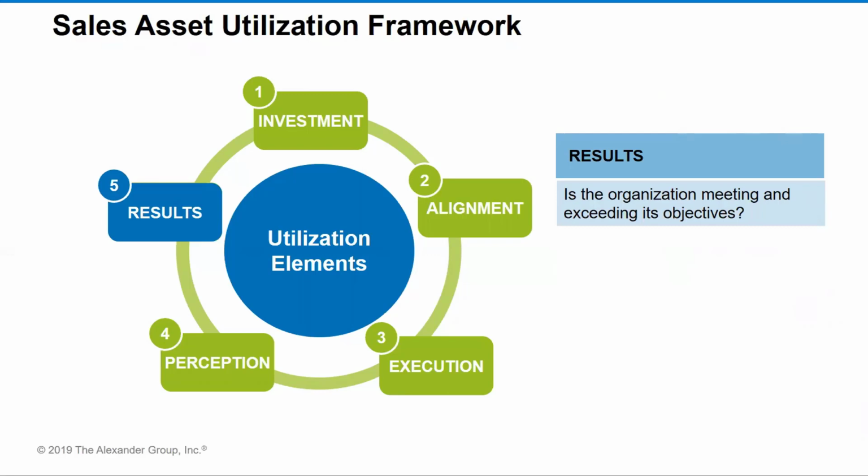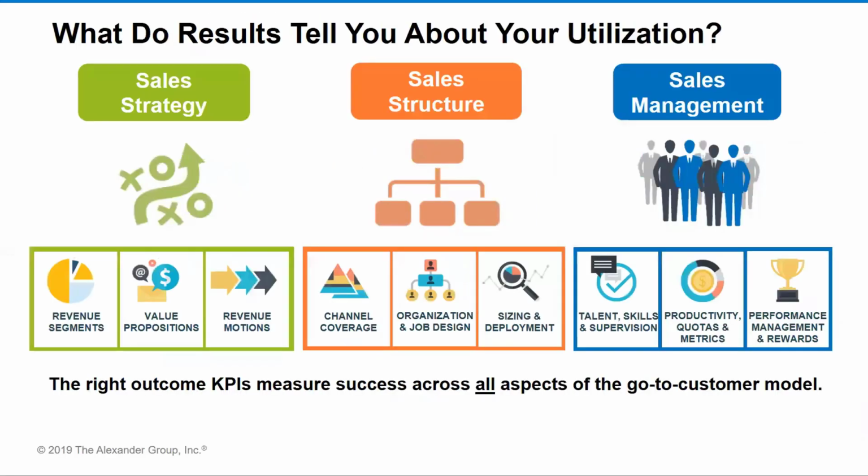Results metrics are best measured at a regular interval, typically before and after a major organizational change has occurred. So today, we again direct you to Alexander Group's revenue growth model, a framework that encapsulates the functions of the revenue organization. The framework is broken into 9 pillars aligned to 3 key functional areas: sales strategy, structure, and management. So the question is, what do results tell you about your sales asset utilization? As we see it, the right outcome KPIs measure success across all of these aspects of the go-to-customer model to help you identify and implement the right changes. So to tell us a little bit more about how results relate to each of these areas, I'm going to turn it over to Parker.